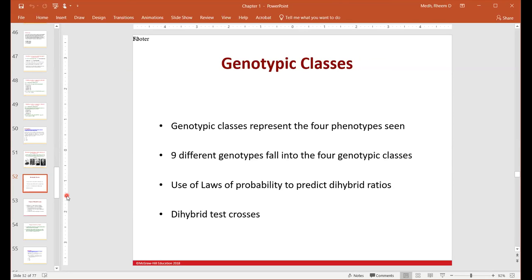These are the four types. From A dash B dash, you can get these four types of genotypes. Okay, how many of each of these would you get?